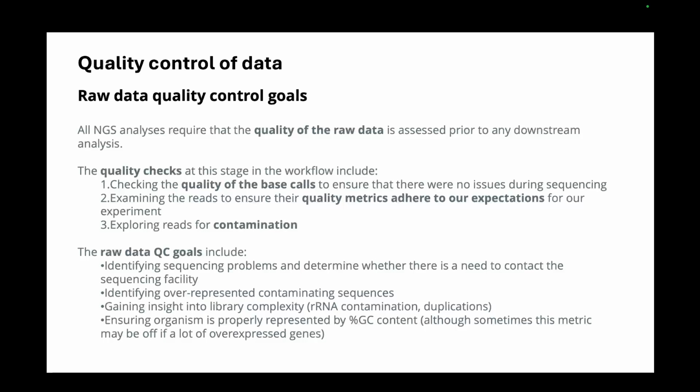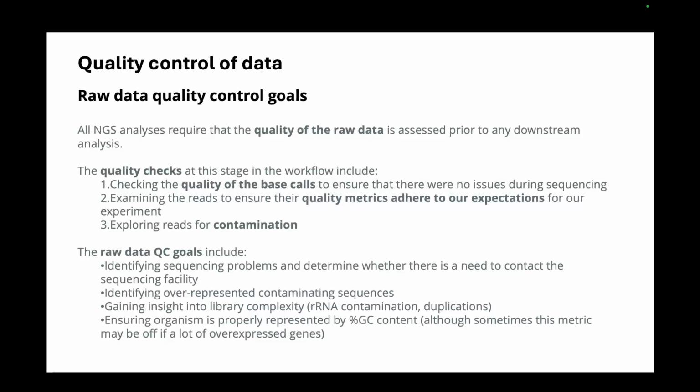So before doing any kind of downstream analysis like variant calling, you need to check certain things in your data. First is the obvious one: checking the quality of the base calls to ensure there are no issues during sequencing. Next is examining the reads to ensure that the quality metrics adhere to our expectations for the experiment. It is possible you're expecting some low quality reads, but your quality is through the roof. That might mean there's some issue with your experiment as well, so you might need to revisit the experiment or try it in a different way.